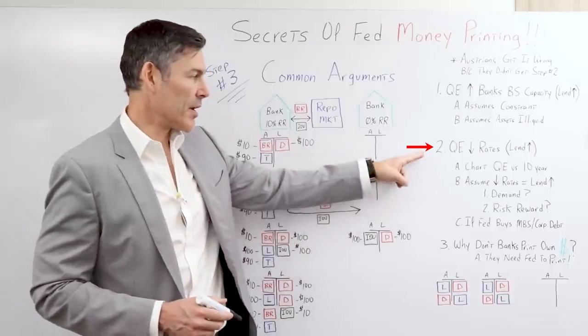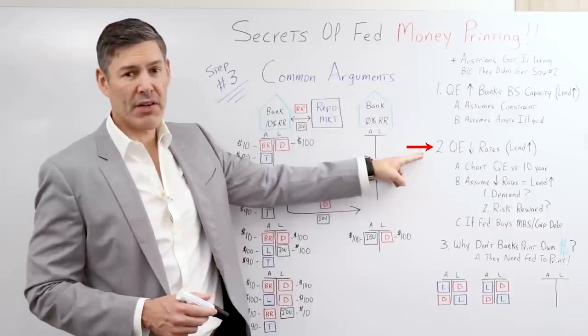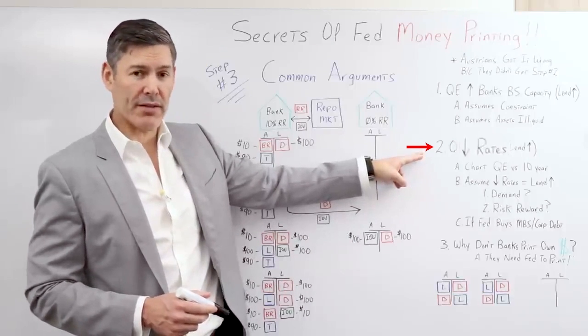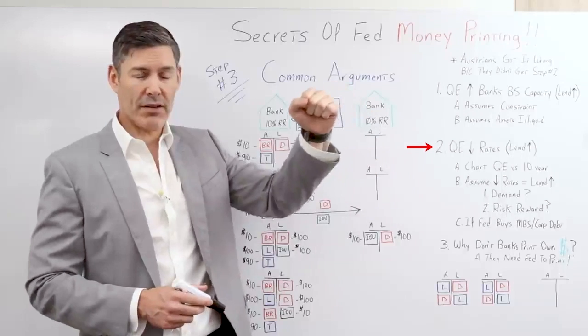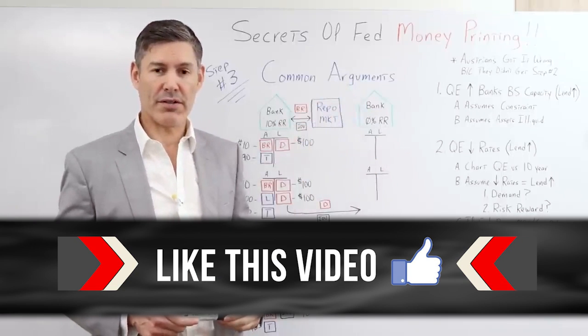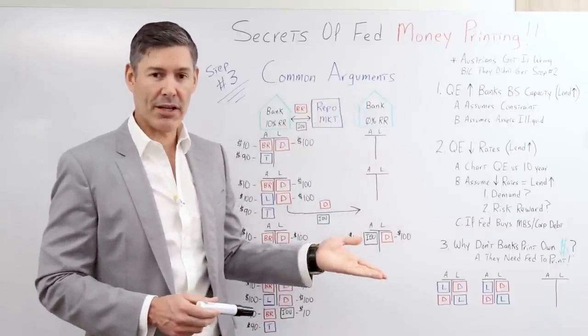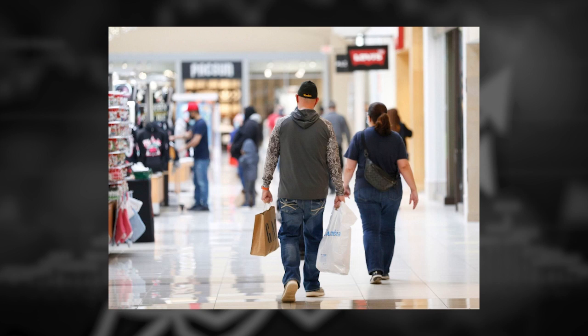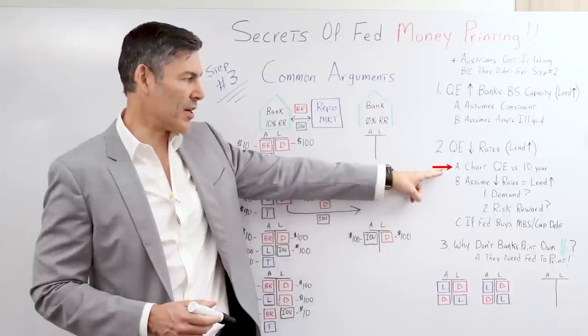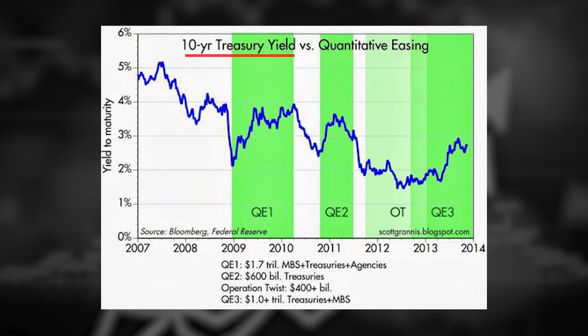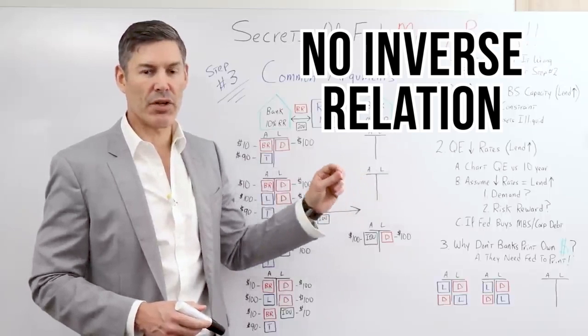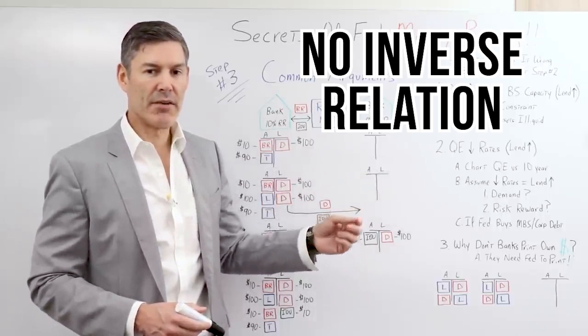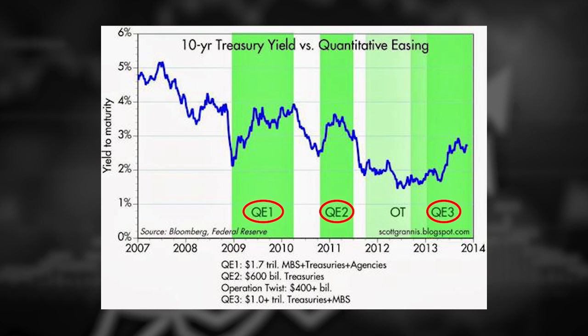The next argument that I see all the time is quantitative easing lowers interest rates. Therefore, if interest rates in the real economy, like mortgages, go down, that means lending goes up and more dollars circulating in the real economy. Editor, let's go ahead and throw up a chart of quantitative easing versus the 10-year treasury yield. And what you can see is there isn't the inverse relationship that you would expect from the Fed creating more bank reserves or quantitative easing and the 10-year treasury.